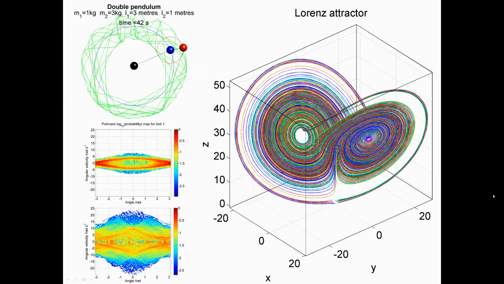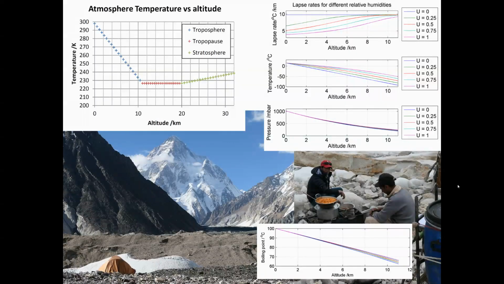The double pendulum is an example of a mechanical system that can become chaotic. Conversely, Lorenz's system of weather predictions produces a strange attractor, a butterfly-shaped region of the parameter space x, y, and z, that vary with time t, that all time histories appear to gravitate towards. A model of the atmosphere is developed, and temperature, pressure, boiling point, and lapse rate are predicted versus altitude for varying levels of humidity.